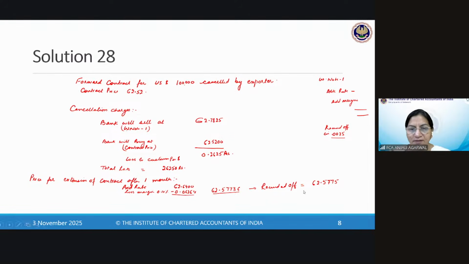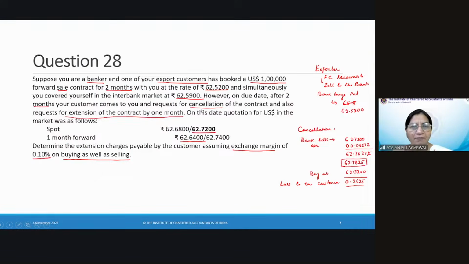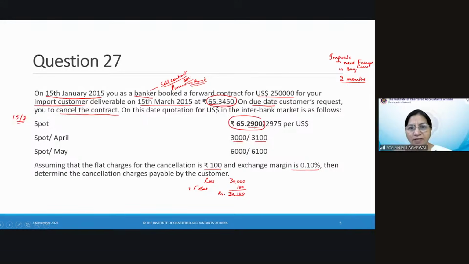I hope this solution is clear. So two things are happening. In the first question, there was only cancellation. So in a very simple layman terms, you can understand the concept like if the customer wants to cancel a buy contract, he cannot simply say, I want to cancel, he will have to sell. And if the customer says, I want to cancel the sell contract, he cannot simply sell, he will have to buy also.